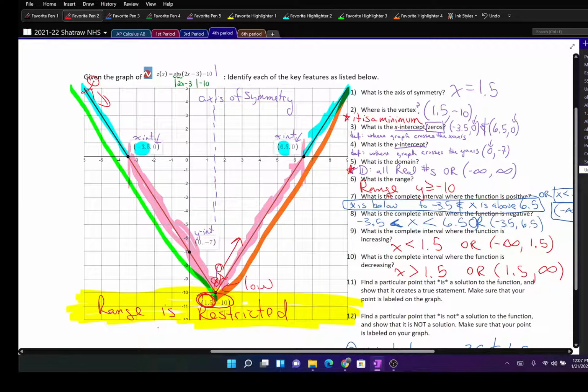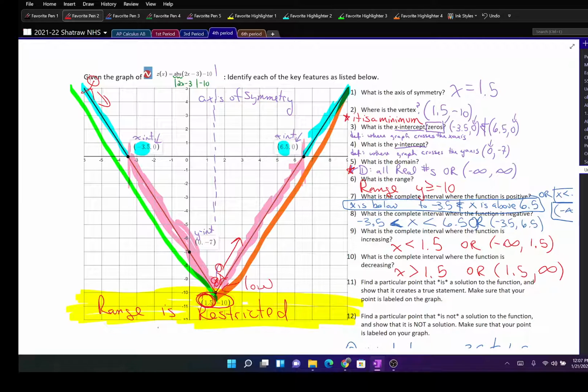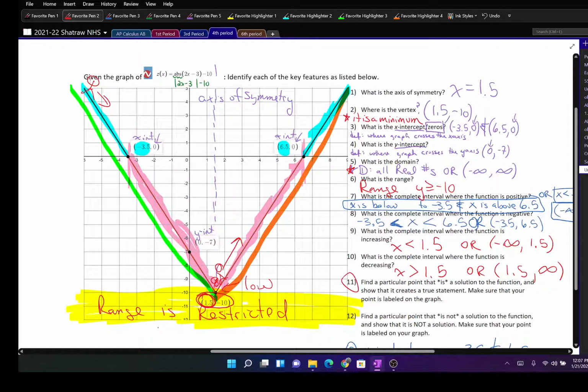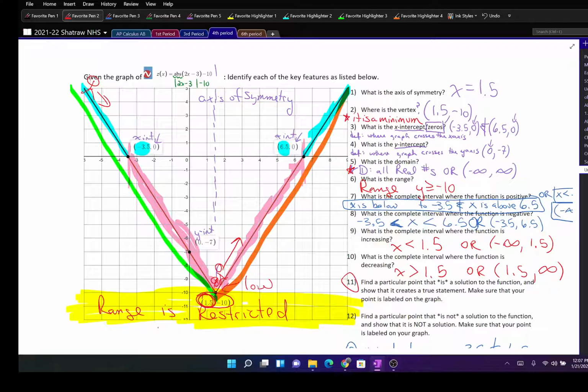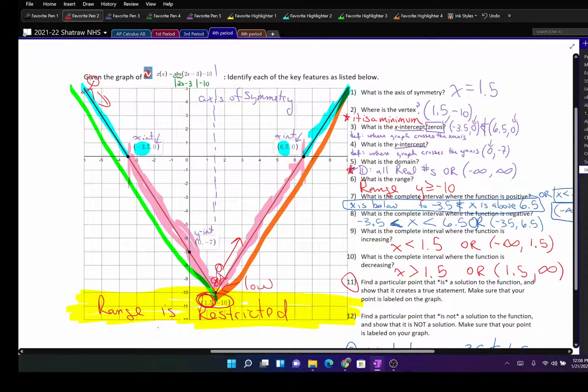I know this has been a long time. I know I was writing fast. Here's the last two questions, okay? It says, number 11, find a particular point that is a solution to your function and show that it creates a true statement. Make sure that your point is labeled on that graph.